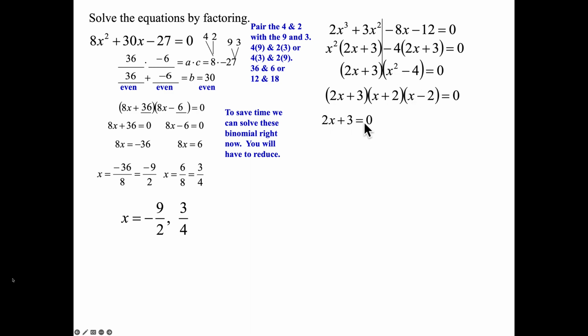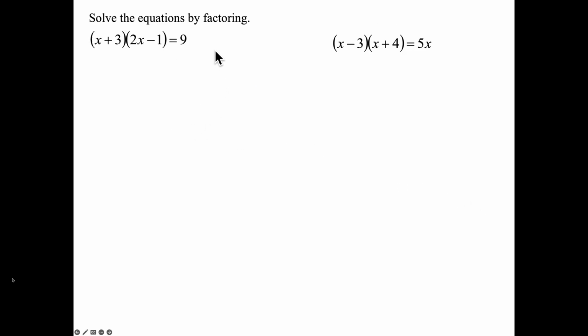So 2x plus 3 equals 0, so we subtract over the 3, we divide over the 2. X plus 2 means x equals negative 2. X minus 2 means x equals positive 2. There's my three answers.